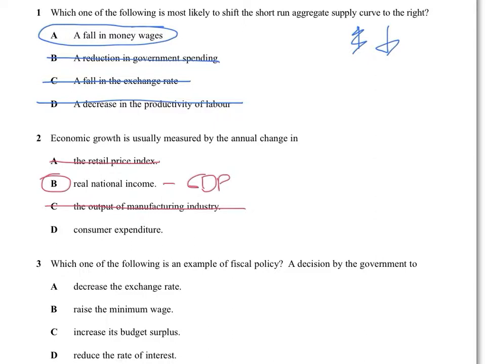And finally, annual change in consumer expenditure. No, that's just part of it. Consumer expenditure is part of AD. The quite obvious answer is B. Well, I say it's obvious. I thought it was obvious.